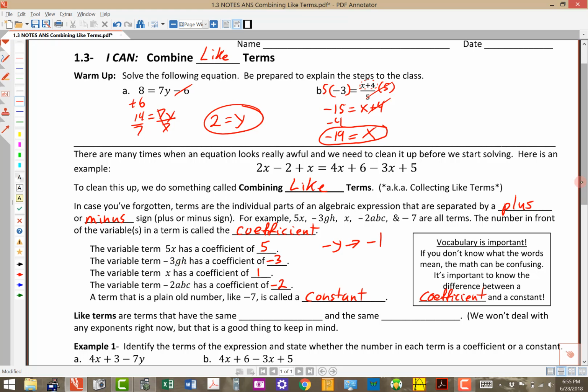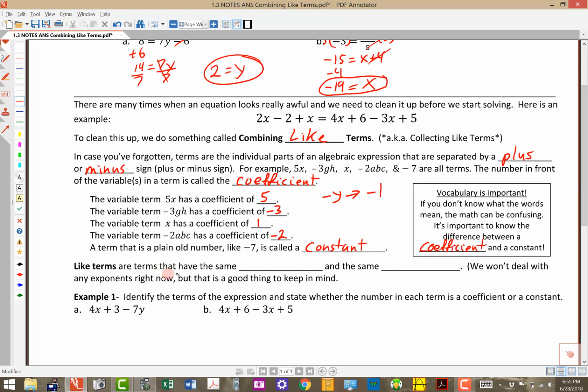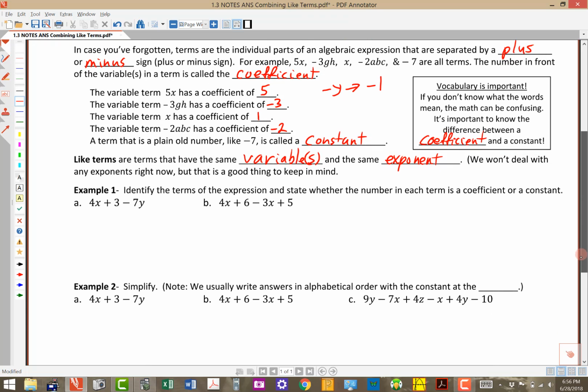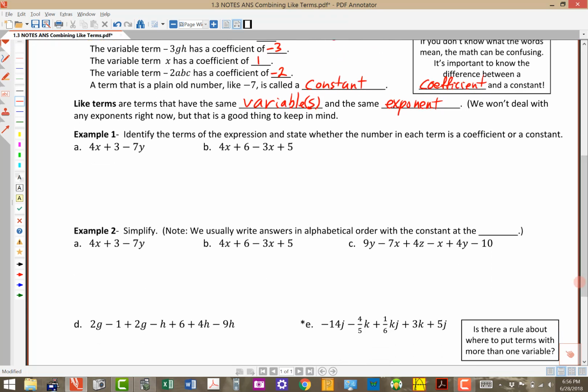So let's talk about what like terms are. Like terms are terms that have the same variable, or I'm going to put an s in parentheses, the same variables. It's got to have the same set of letters behind it, and the same exponent. I'm going to cover that just because that's technically true. We're not going to deal with a lot of exponents right now, but it's a good thing to keep in mind because we will see those later this year, and you will see a ton of those starting in 9th grade.